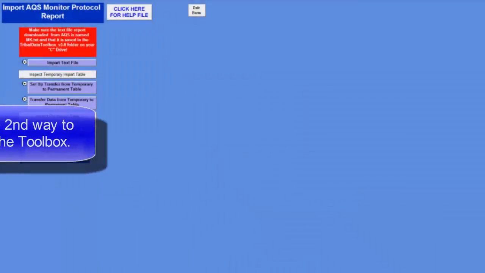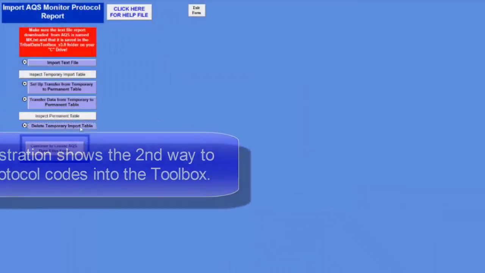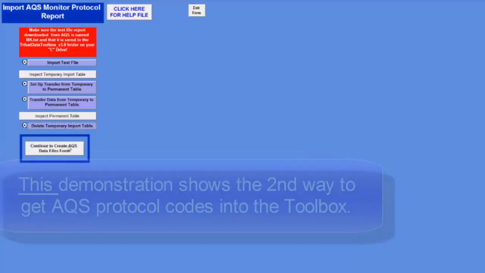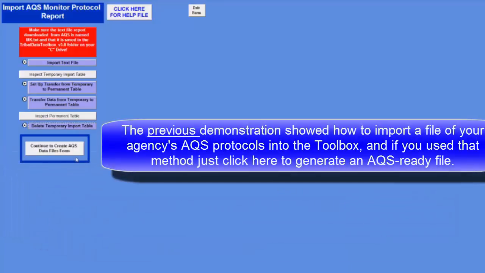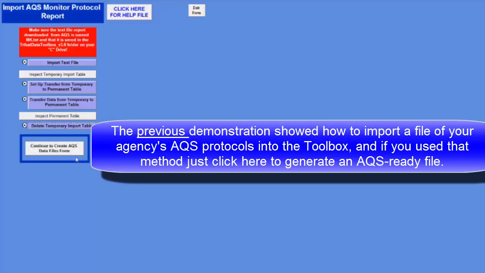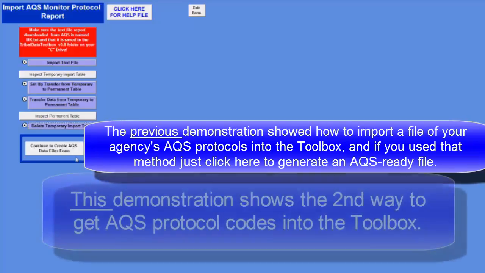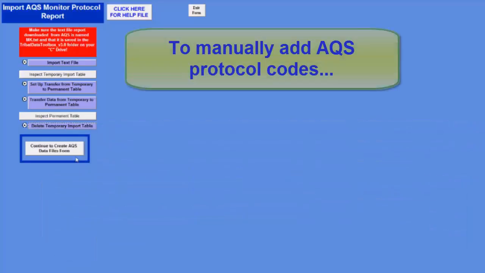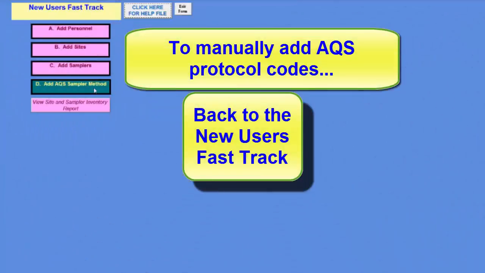If that was the only sampling methodology I had to add, I could click on the Continue to Create AQS Data Files form, and that would allow me to start work on generating my AQS ready file with the toolbox. But I still have PM 2.5 and met methodologies to add. So now I'll demonstrate the next one.